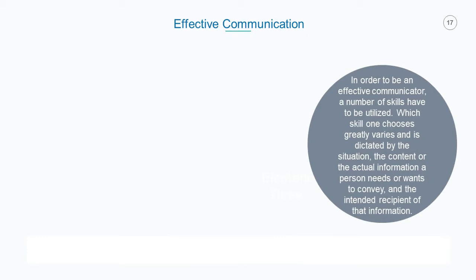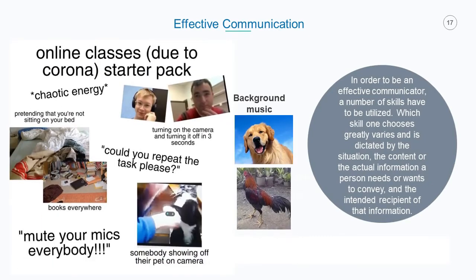Let's take, for example, online classes. The skills needed in delivering a message in this setup are different from face-to-face learning. As you know, the conduct of online classes is dictated by the situation, which is the emergence of COVID-19. Thus, each of us adapts to this situation.